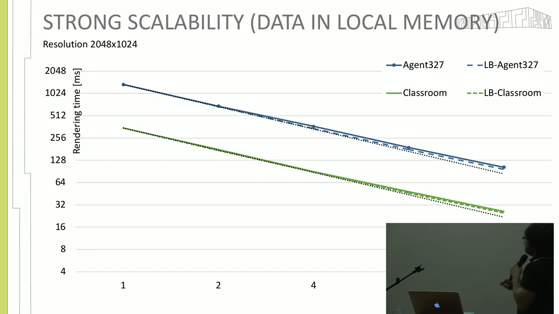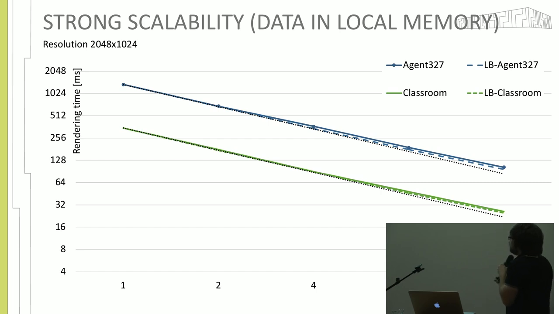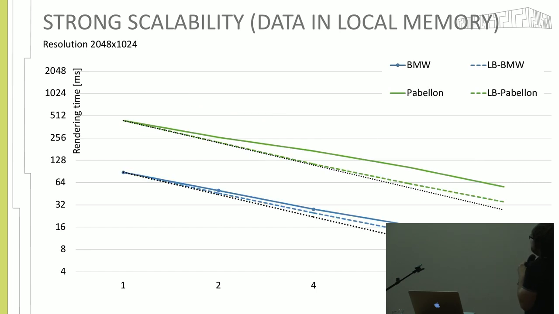It's a standard benchmark, and this is the time to render a single frame with one sample. If you add samples, it just takes that many times longer, depending on how many samples you want to use. These are the different scenes: BMW and the Pabellon benchmark. For the Pabellon, you see that the load balancing we have quite improves the scalability.